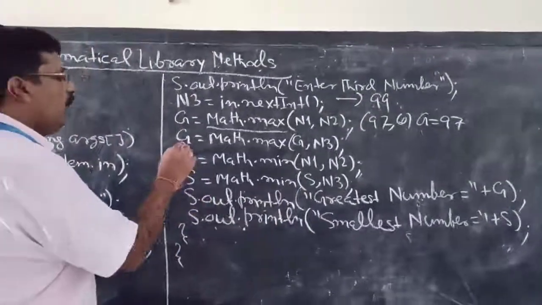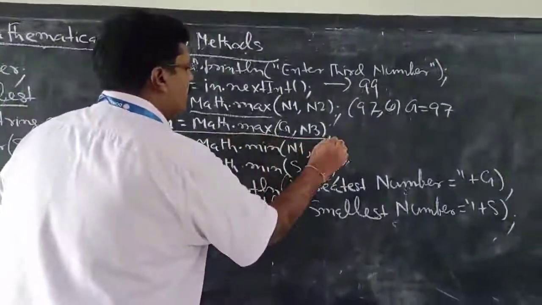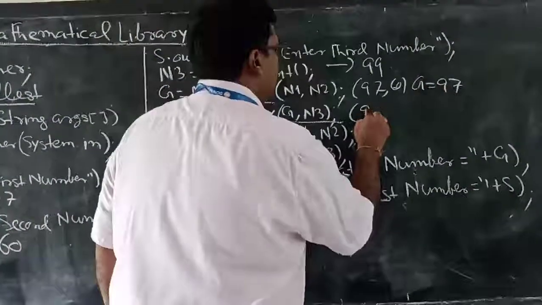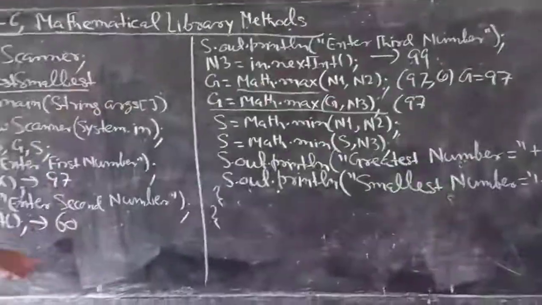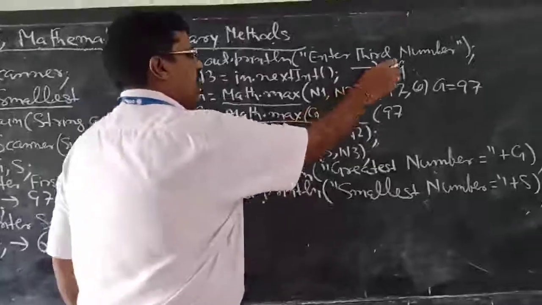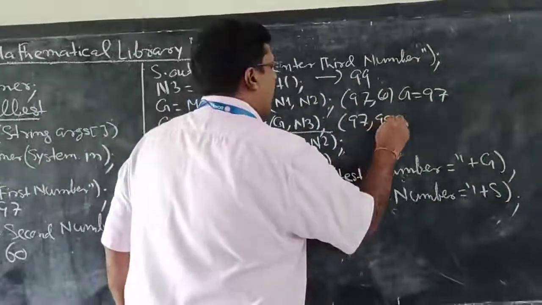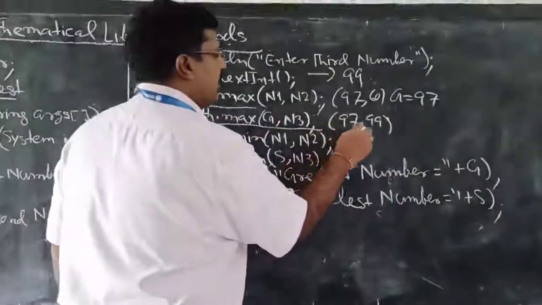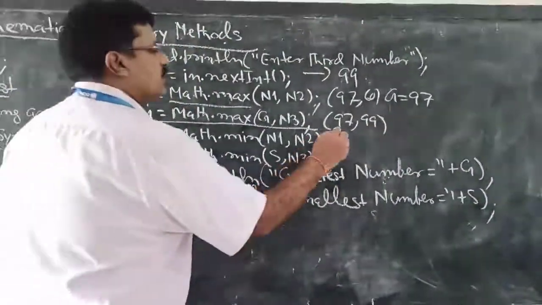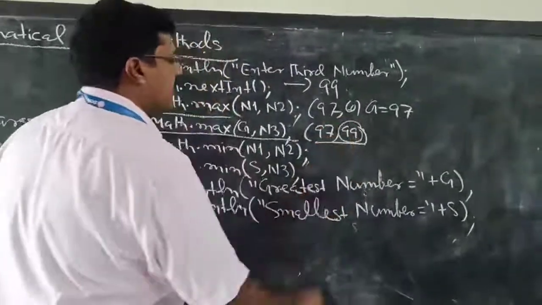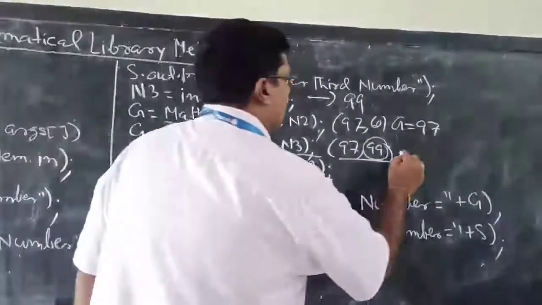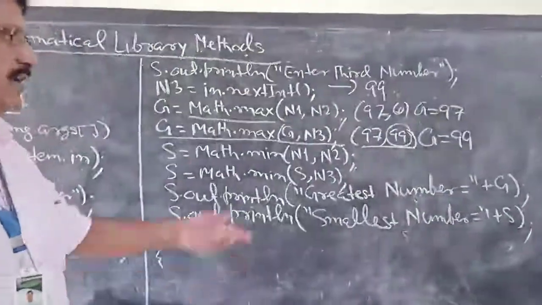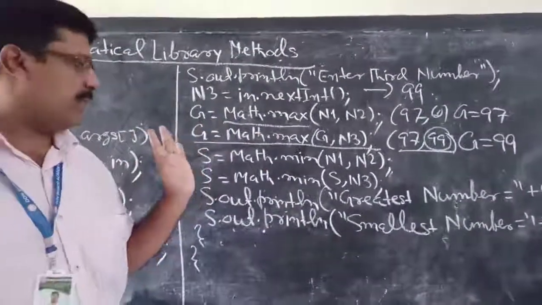Now once again we will write G = Math.max(G, n3). The G value is 97 and the n3 value is 99. So again Math.max(97, 99). Among these two, which is the biggest number? The biggest number is 99. So automatically 99 is stored in G, which is the greatest number.